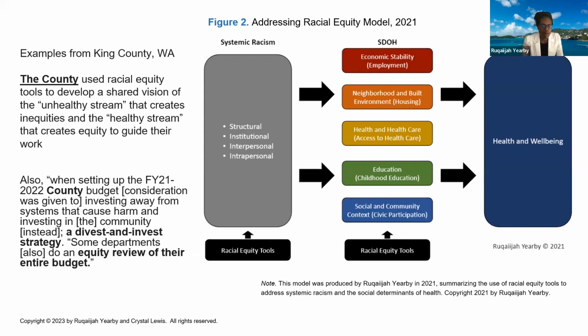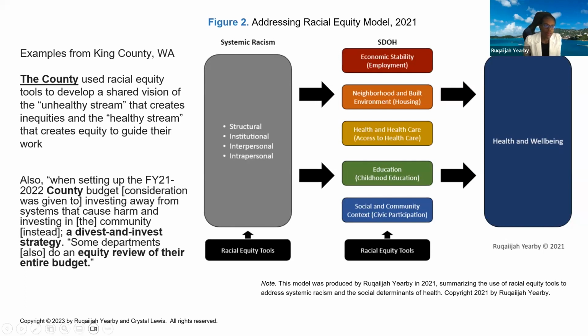We put a couple of examples from King County. The county used racial equity tools to develop a shared vision of the unhealthy stream that creates inequities and the healthy streams that creates equity to guide their work. And I will put in a link to that website so you can see their vision and their tool.